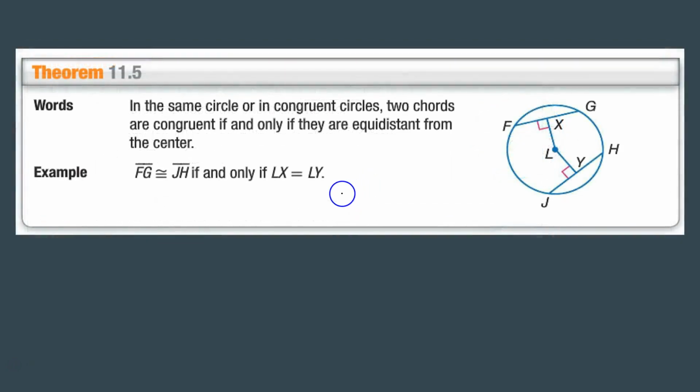Our next theorem is in the same circle or in congruent circles, two chords are congruent if and only if they are equidistant from the center. So if we're looking here, we have chord FG, which is congruent to chord JH, which I'm marking here, if and only if segment LX is equal to segment LY, which is shown right here. And there we go.